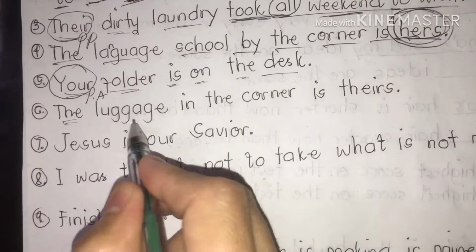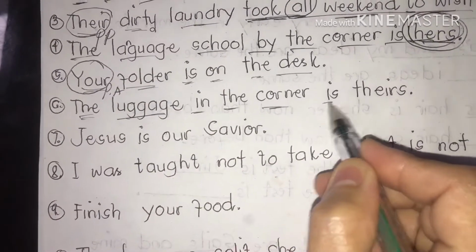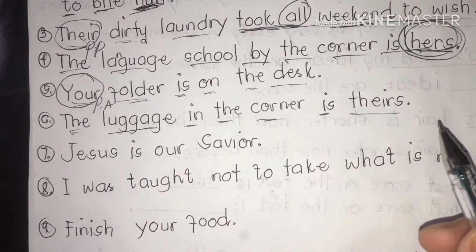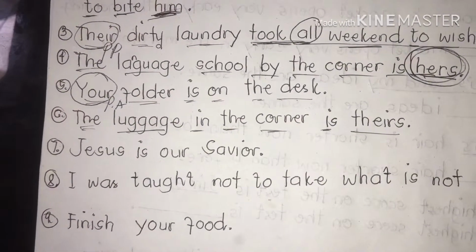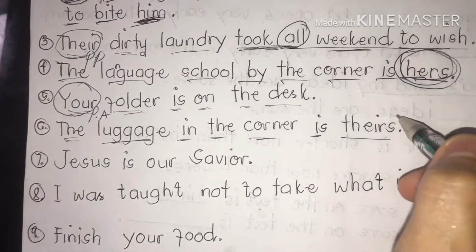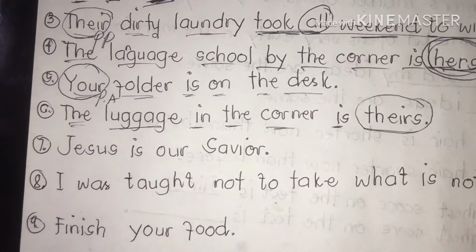Number 6, the luggage in the corner is theirs. Okay, so in our sentence, the luggage in the corner is theirs. That means to say it shows something, that theirs is our possessive pronoun.